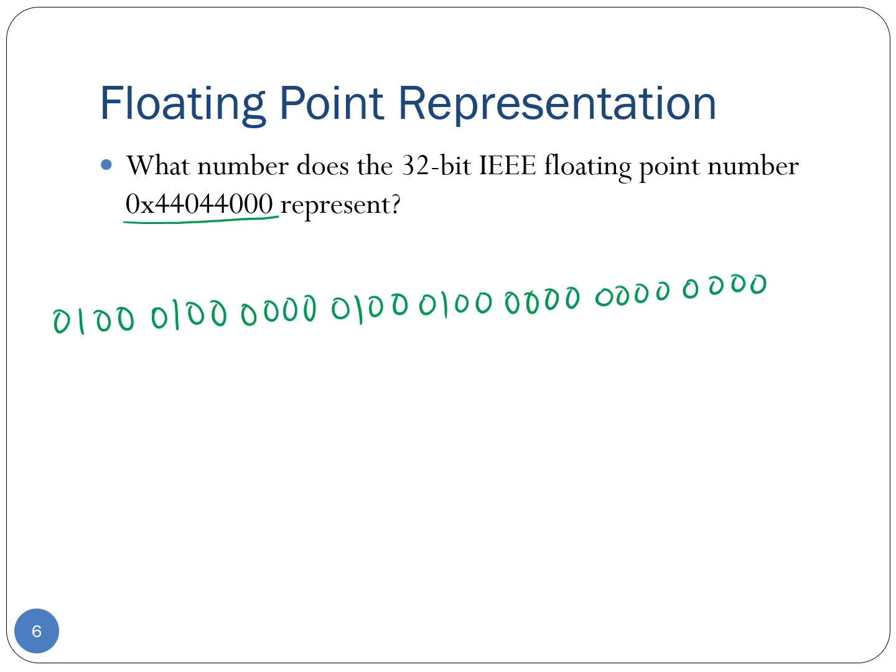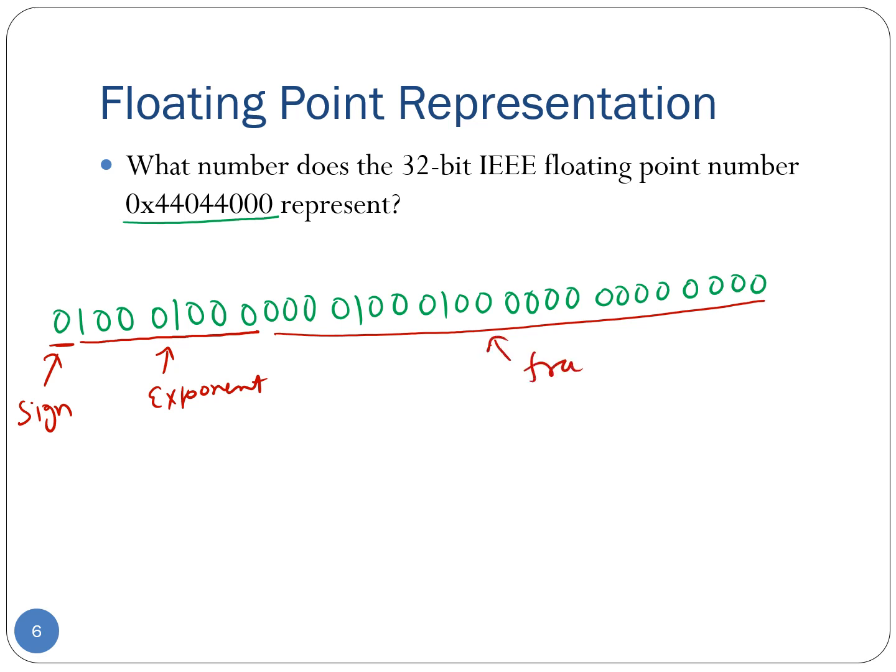Now recall the floating point format. The leftmost digit is your sign bit. The next 8 bits are your exponent, and the last 23 bits are your fraction. Okay, so the sign bit is 0. This means the number is positive.